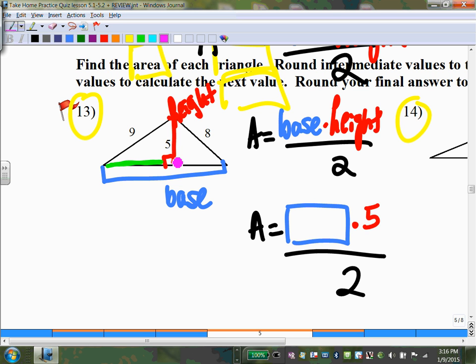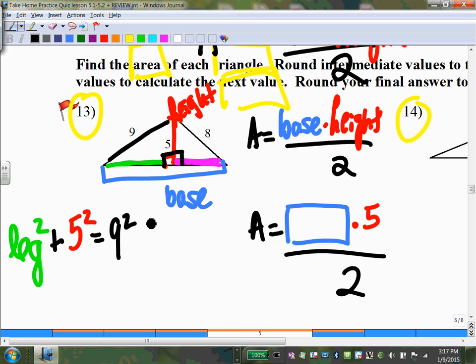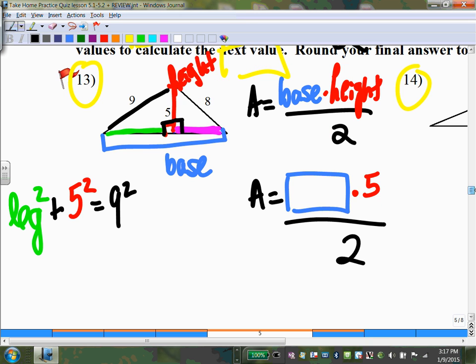We have this green piece on this side and this pink piece on the right side. We do have 2 right triangles. And anytime you have 2 right triangles, we can use the Pythagorean theorem. So for the green piece, that's a leg. So we're going to do leg squared plus our other leg, which is already 5 squared, equals 9 squared. Let's do our math here.